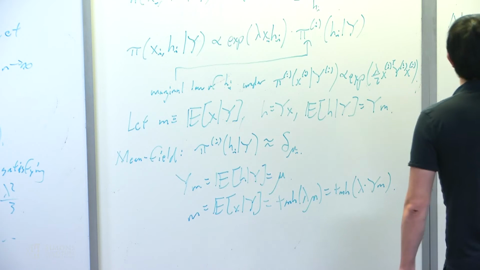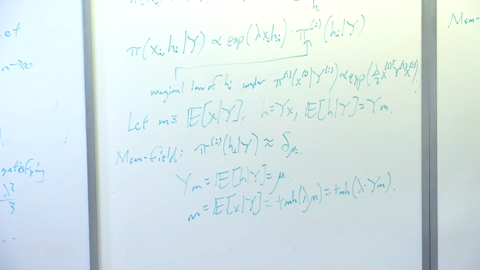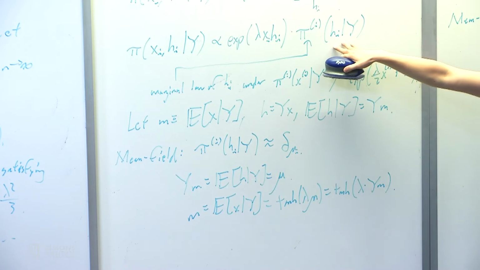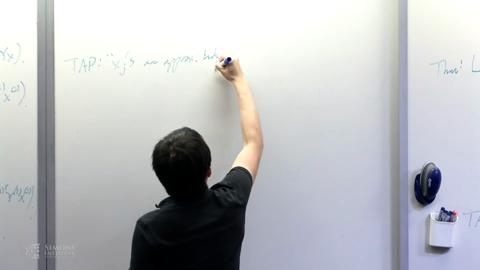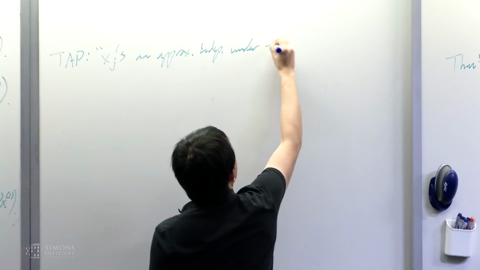So now the difference between this and TAP is that in the TAP approximation, we're not going to ignore the fluctuations of hi under this cavity distribution. Instead, we're going to try to take that into account. But the way we'll take it into account is that we'll try to make an approximation that the remaining coordinates xj's are approximately independent under this cavity log pi I.